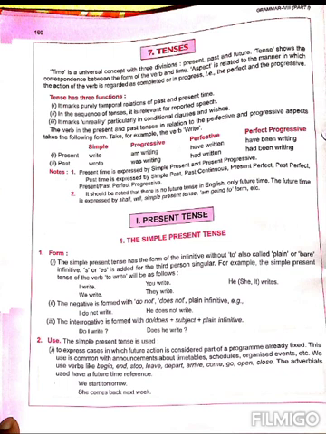So students, the simple present tense: the structure of a positive sentence is subject plus V1 plus object. Examples are Ram eats an apple, he writes a novel, I go to the school, you play football.